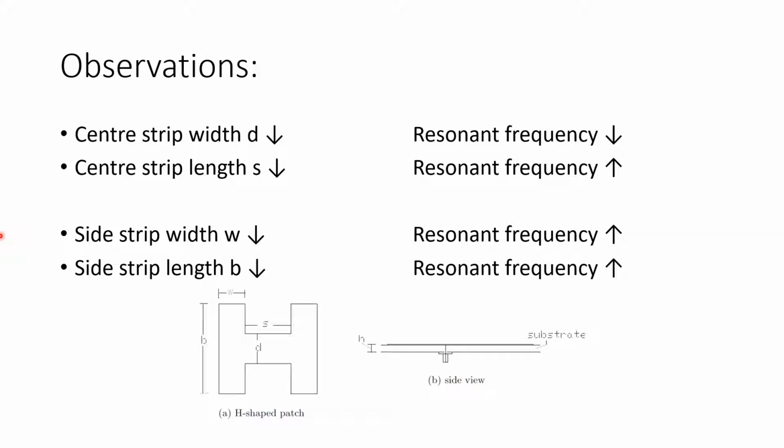Furthermore, it was observed that when the side strip width or the side strip length were decreased, the resonant frequency would increase. This was seen when the parameters W and B were decreased independently while all other parameters stayed constant. It was realized that by correctly designing the H-patch antenna, choosing specific values for the length and width of its center and side strips, we can obtain the required value for the resonant frequency.